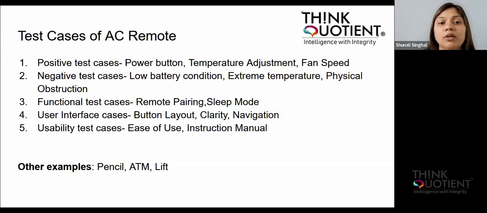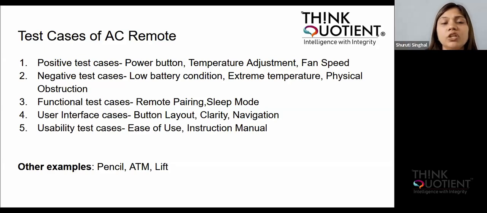Whether we are able to select the mode, cool mode, heat mode, fan mode, whether we can control the speed of the fan, that is high, medium, low. So you all know these real life entities. You are all using it. So you just have to think and give a little bit of an idea about it.